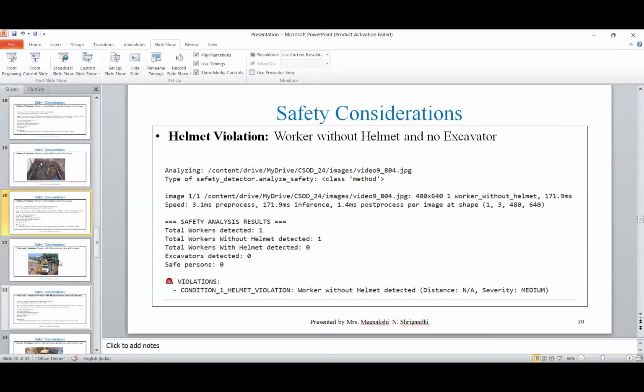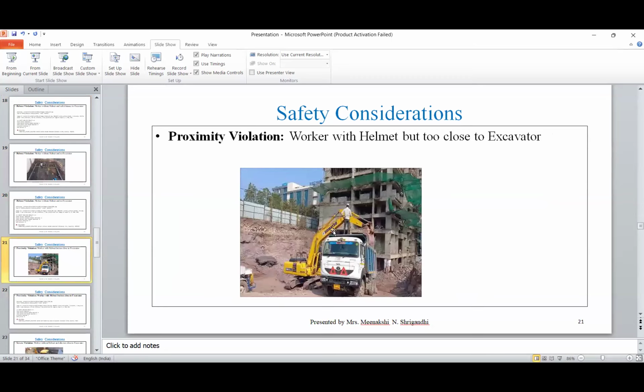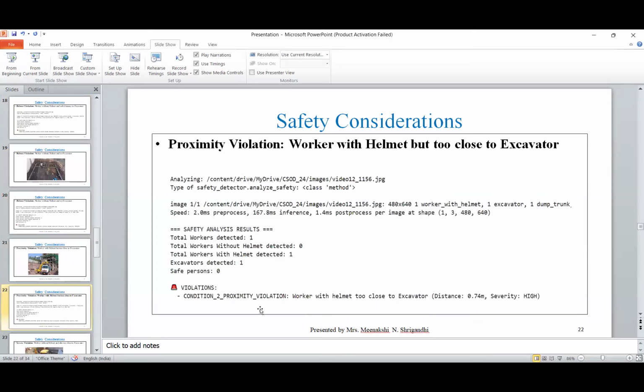In the next safety consideration, I have used the proximity violation. Here, the worker with helmet is there, but is very close to the excavator. In this case, it will give the proximity violation. Your worker is with helmet. He is following one safety rule, but he is very close to the excavator. That's why it is giving proximity violation.